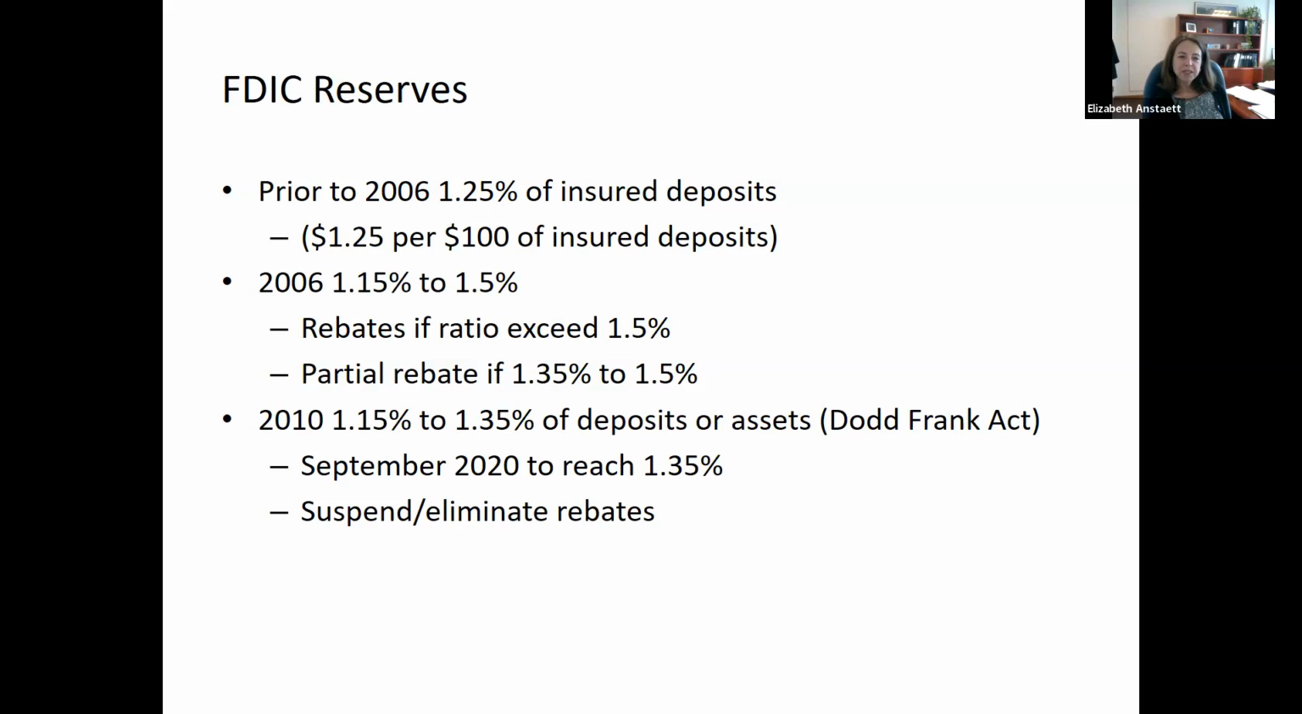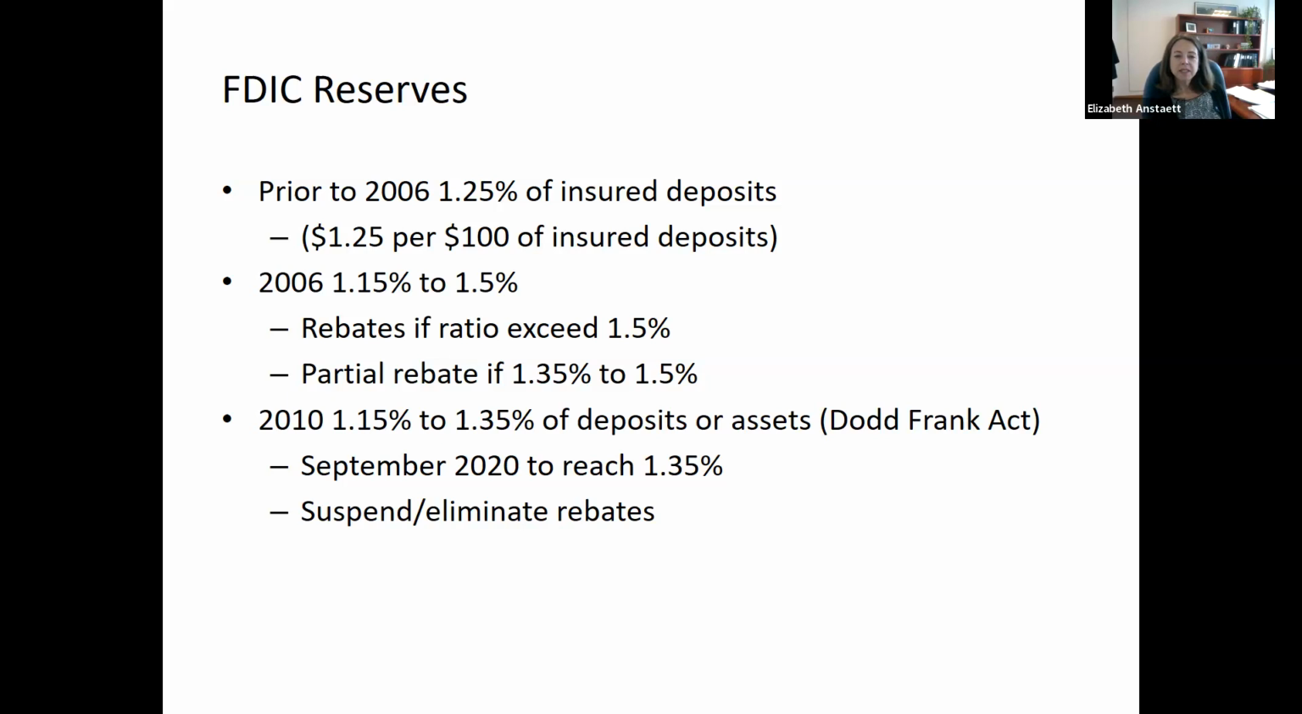But interestingly, in the early 2000s, it was believed that the economy was so good and so strong that it was really wasteful to have that much money sitting in the Federal Reserve banks. That's where the FDIC keeps its money. And it said we need to lower it to 1.125. And if it gets above 1.5, the banks need to get rebates because banks are charged an assessment. That's how the FDIC gets this money.